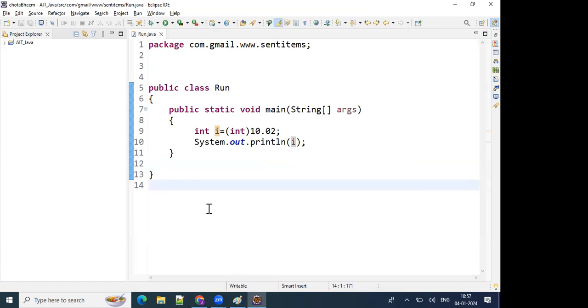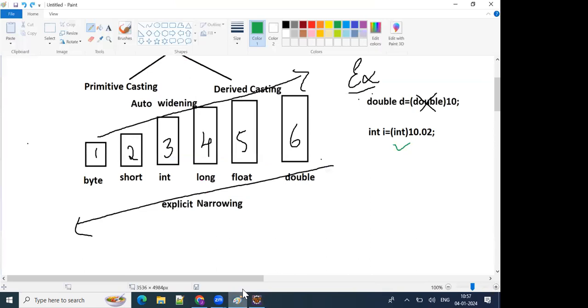Done, guys. So widening means what? It is a process of converting lower primitive to higher primitive. Narrowing means it is a process of converting higher primitive to lower primitive. Widening happens implicitly, so it is also called auto widening. Narrowing, mandatorily, explicitly, the user should convert, so we say this is explicit narrowing.